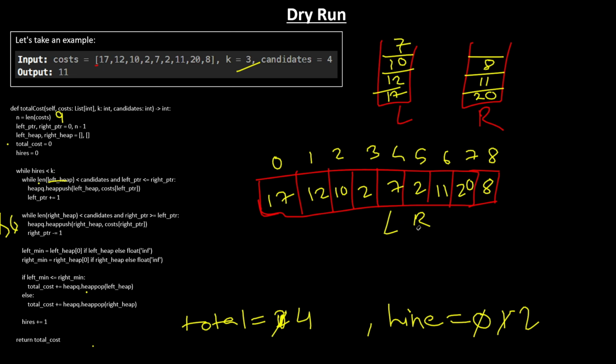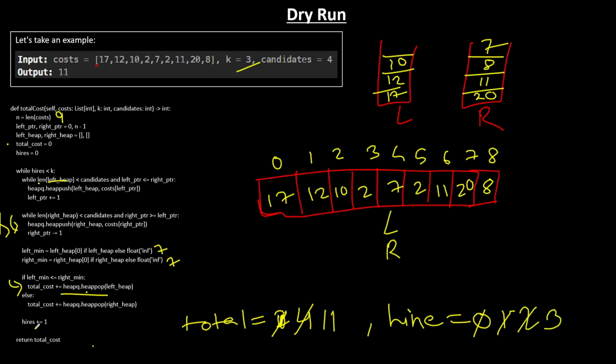So what we're gonna do? We're gonna move the right pointer and bring it here, and we'll push the value which is here, which is 7, right? That's all. Now we'll pop the values from both the heaps. Both are 7. Now, since both are equal, we will come to this particular condition. We will add it to the queue. 4 plus 7 gives me 11, right? And this will be popped from the left heap. And we will increase the hires to 3.